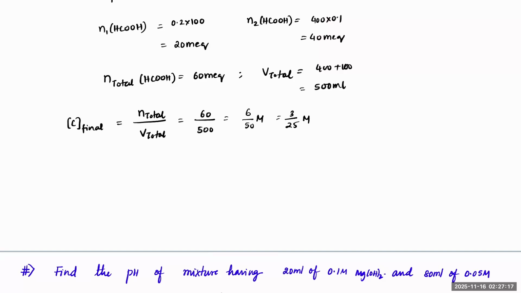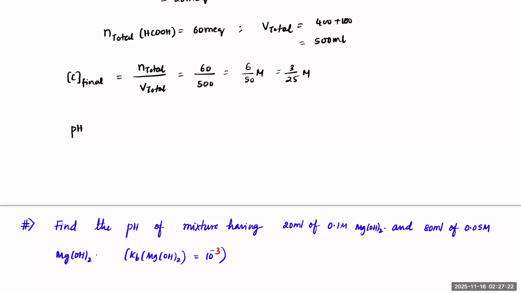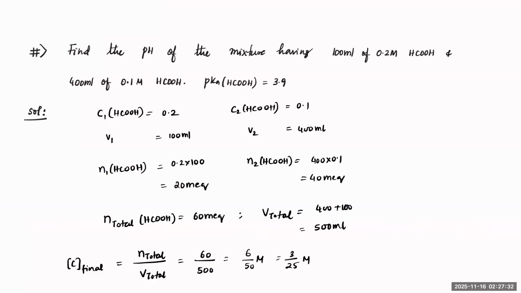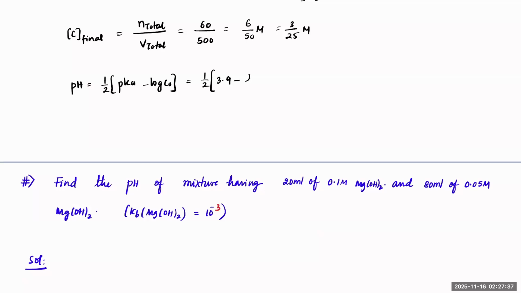Now, since it is a weak acid, guys, directly apply the formula. So pH is equal to half of pKa minus log C naught. That is equal to half of pKa value, which is given, I guess, as 3.9, minus log of 3 by 25, which is equal to half of 3.9 minus log 3 and plus log 25. 25 is 5 square.